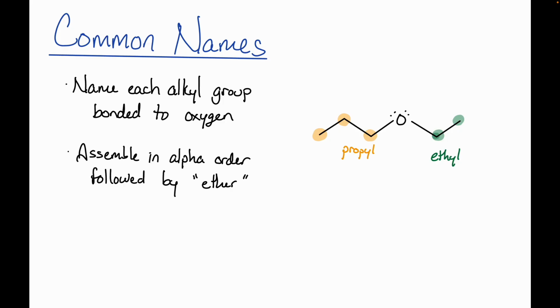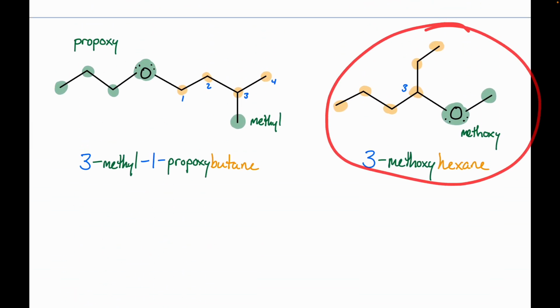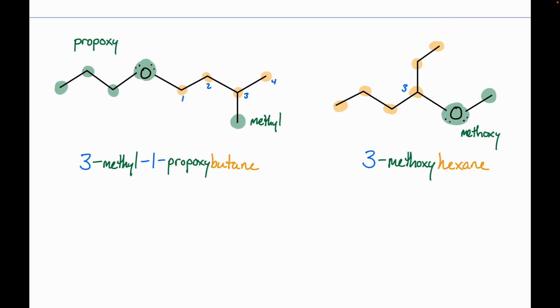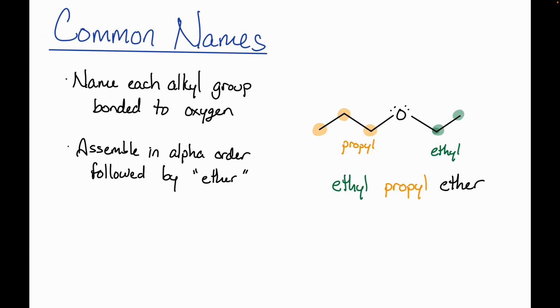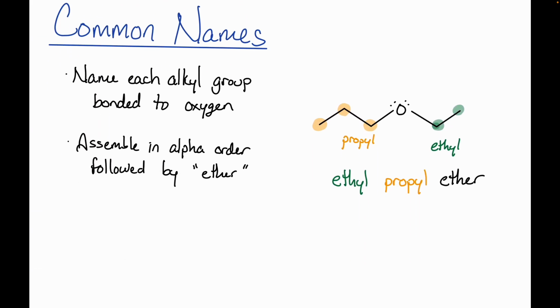So this one here would be ethyl propyl ether. That would be our common name for our ether here. Just name each alkyl group followed by the word ether. Importantly, this doesn't work for all ethers that we could think of. In fact, the example that we came up with over here with our branch point, we couldn't use this common name scheme for. But for very simple ethers, we can just refer to them by their common names.